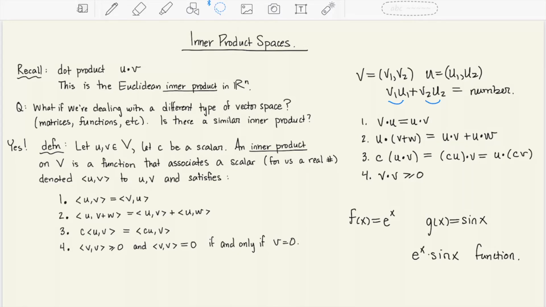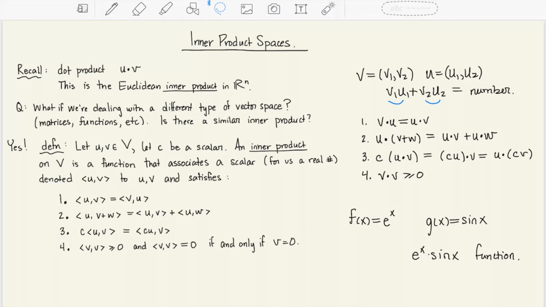Scalar multiplication works the way it does for the dot product, in the sense that you can scalar multiply times the scalar you get from u paired with v, or you can move that scalar into either the u component or the v component. And if you pair v with itself, it needs to be positive, and it's 0 if and only if the vector is the 0 vector in that vector space. So we can define an inner product.